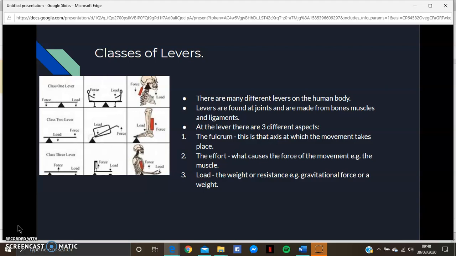First of all, you have the first class lever. This would be seen when the agonist and antagonist muscle groups on either side of the joint axis are contracting simultaneously, with the agonist producing force whilst the antagonist applies the resistance.